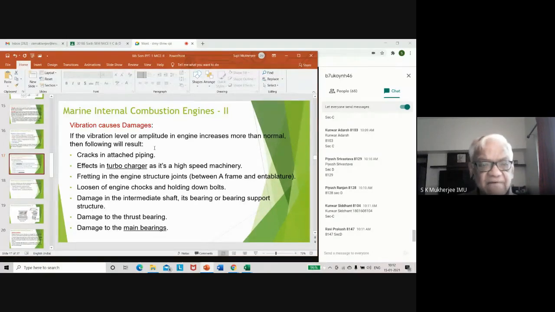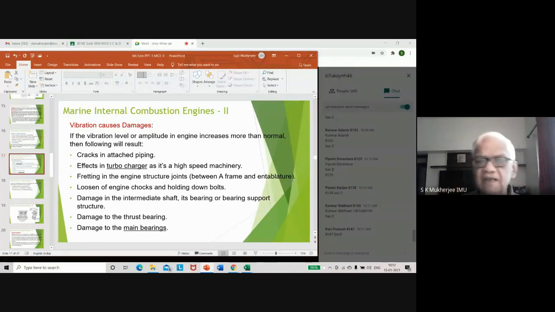Okay, next is fretting in the engine structure joints between A-frame and entablature and also bed plate. You see, what is fretting? Fretting is impact forces, very small impact forces between two surfaces when there is vibration. If two components are bolted together and not tightened, what will happen? Due to vibration, one will vibrate against the other. And then the surface gets damaged and powder starts coming out, metal powder.